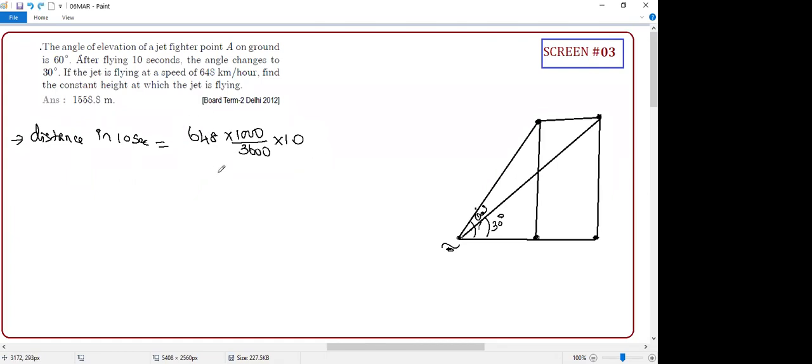This is 6048 kilometers, so I am converting into meters by multiplying by 1000. And this hour is converted into seconds. Now this is for per second. I am multiplying by 10 seconds so that I will get the distance. Distance equals speed into time.